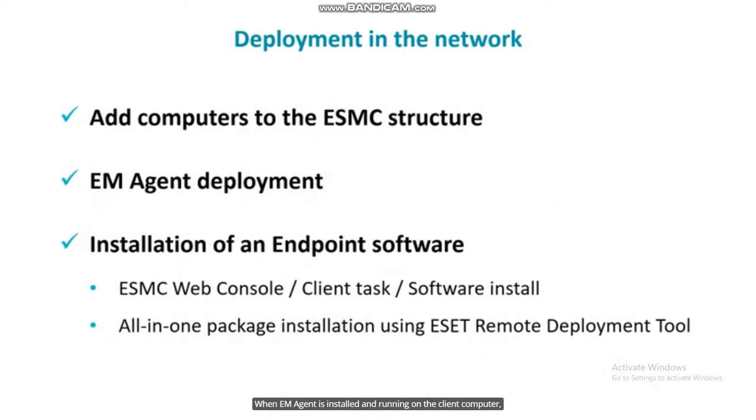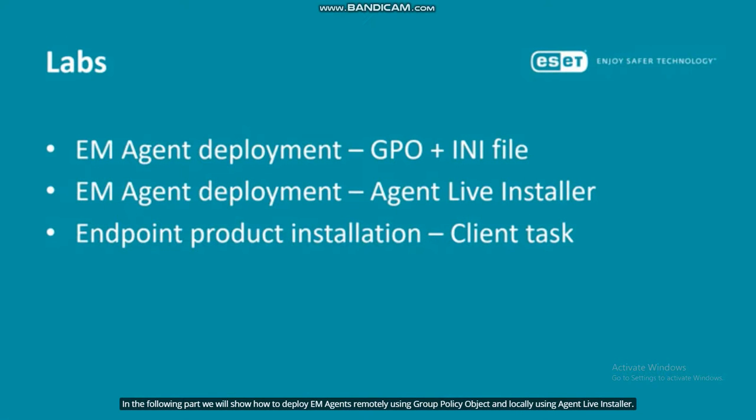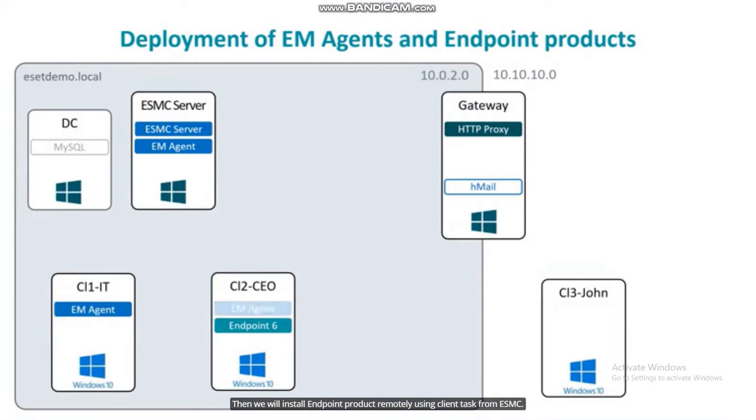When EM Agent is installed and running on the client computer, ESET endpoint security products can be installed remotely using client task, software install. The second option for remote endpoint deployment is to deploy all-in-one package using ESET Remote Deployment Tool. In the following part we will show how to deploy EM agents remotely using Group Policy Object and locally using Agent Live Installer. Then we will install endpoint product remotely using client task from ESMC.